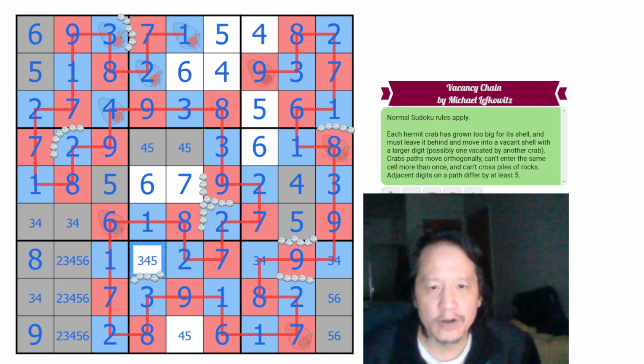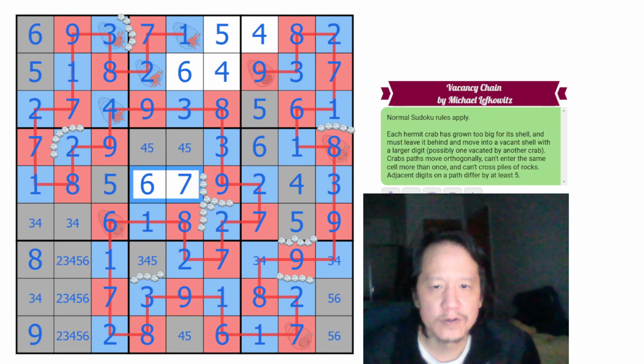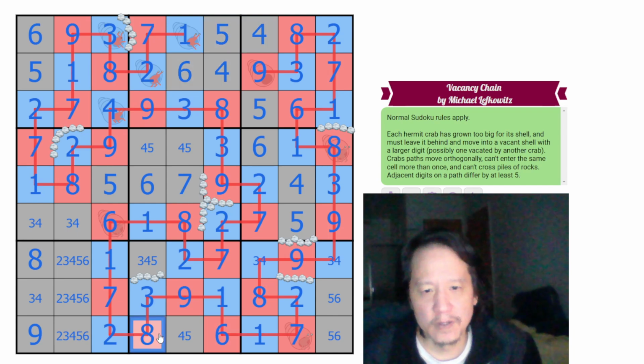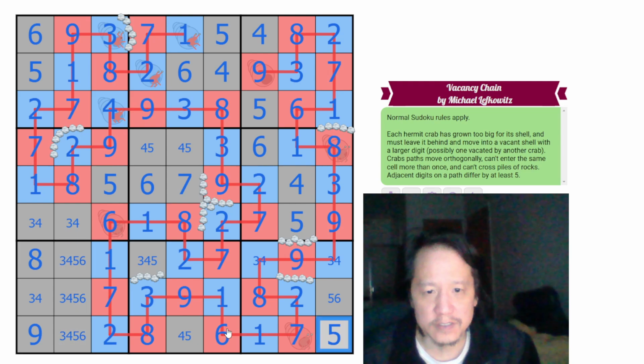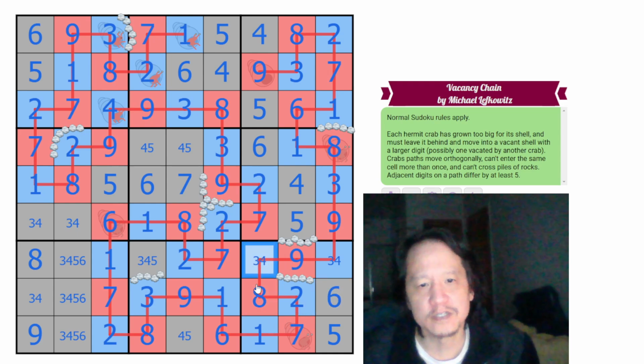We can gray out everything else, which is not part of the path. This can't be 6. This can't be 2. This can't be 6 because this is a 6. So this is 5, which makes that 6. This can't be 4 because it's next to an 8. So this is 3. This is 4.